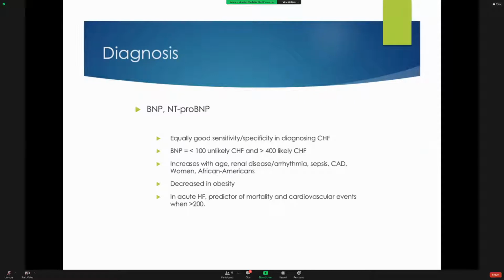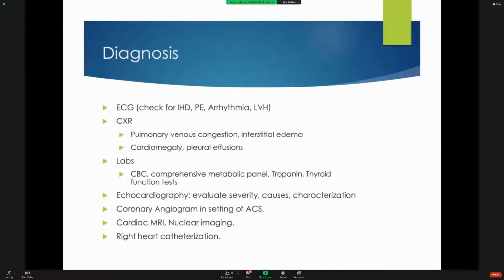BNP, yes. And the CBC is helpful because if the patient has anemia, that is one of the precipitating factors for heart failure. It is the number one precipitating factor for heart failure. And also chronic anemia will cause heart failure. So it is both causing and precipitating heart failure.